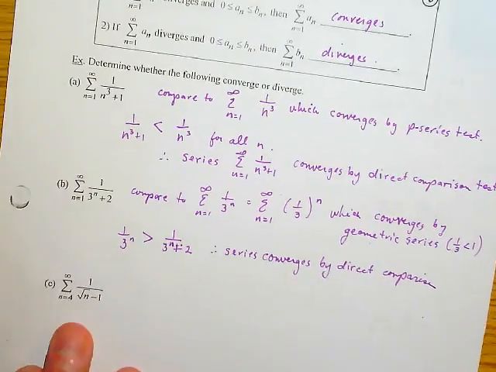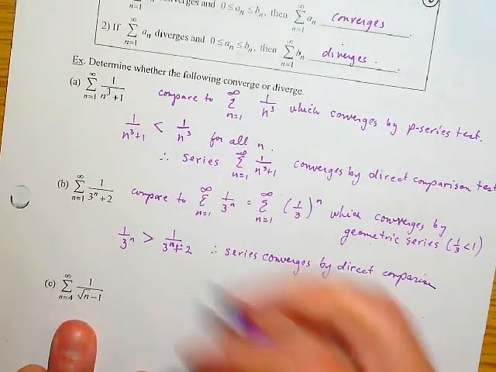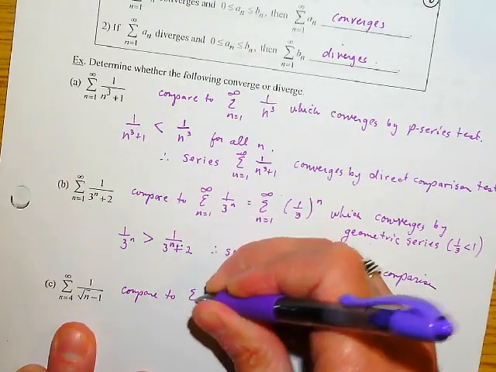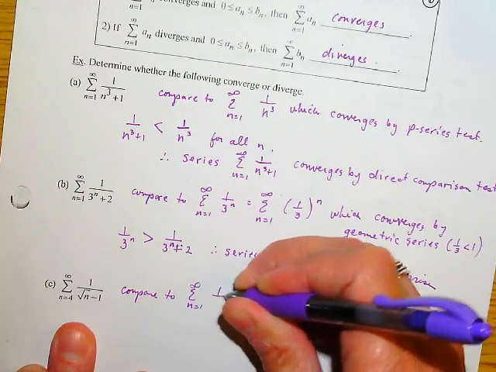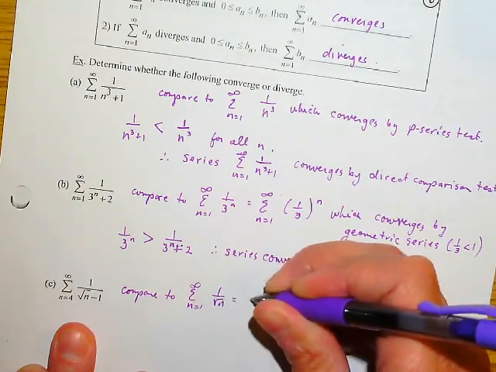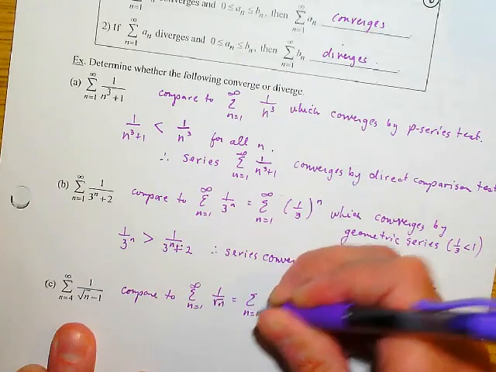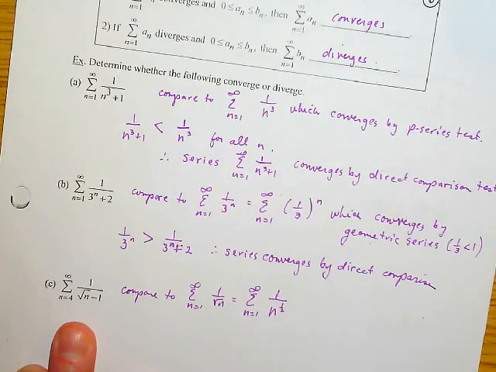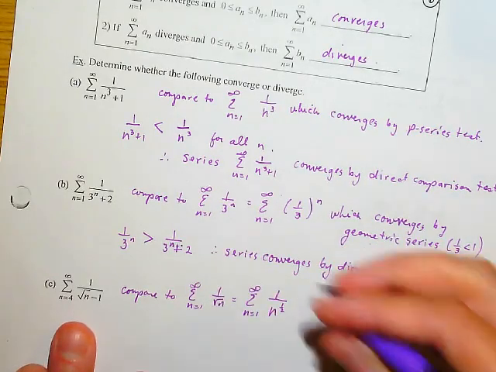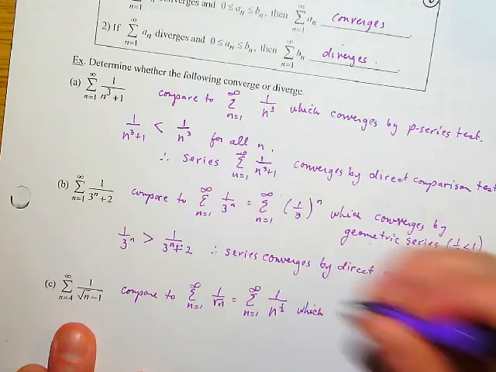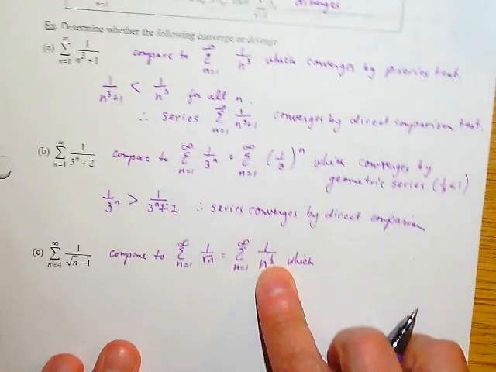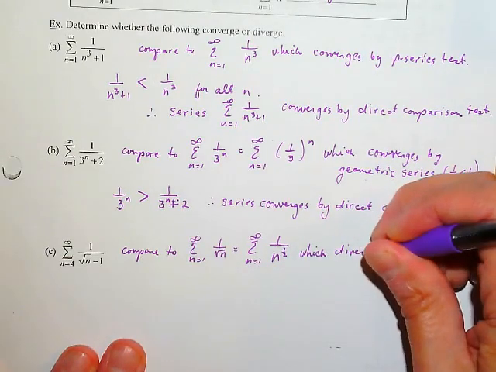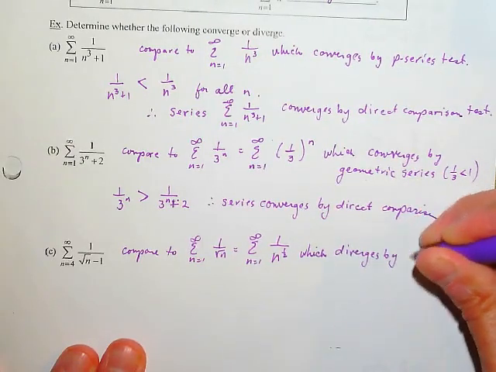Okay, well, let's look at another one. I'm going to compare this to the sum from n equals 1 to infinity of 1 over square root of n. Maybe you're not seeing that. I'm going to say that's equal to the sum n equals 1 to infinity of 1 over n to the 1/2 power. Isn't that a p-series? In fact, isn't that a divergent p-series? Because p is less than 1, that 1/2 power there, which diverges by p-series test.